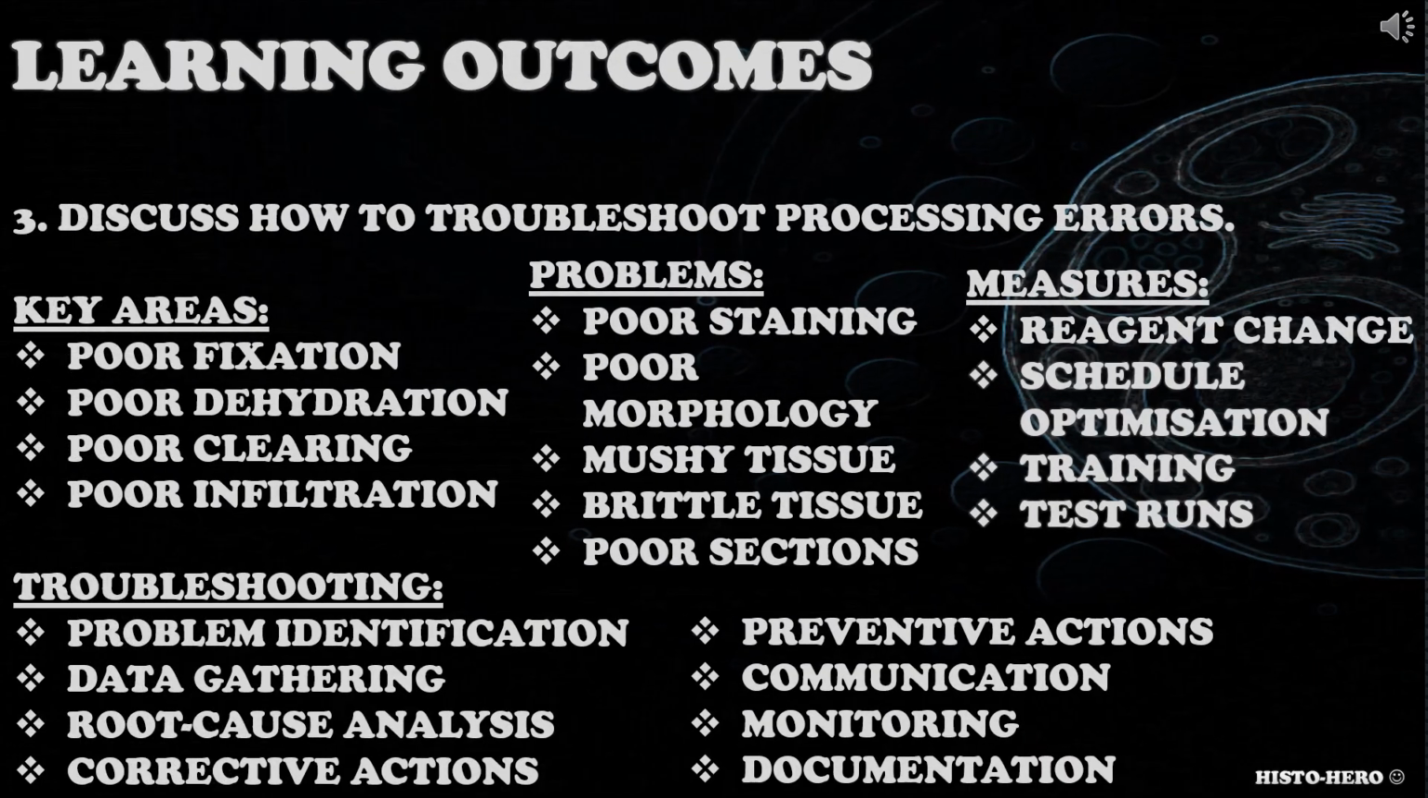The third learning outcome is for the candidate to discuss how to troubleshoot processing errors. What errors could occur during tissue processing? How could those be resolved or prevented? What effects could they have on subsequent analysis and tissue reporting? Consider the key areas of processing, different types of problems, possible measures to resolve problems, but also steps taken during troubleshooting. Try to demonstrate the application of your knowledge and skills in this area into practice to resolve problems.